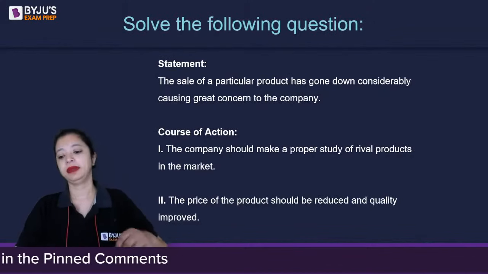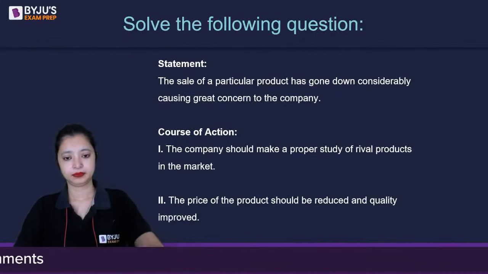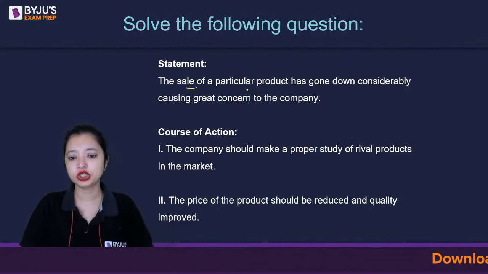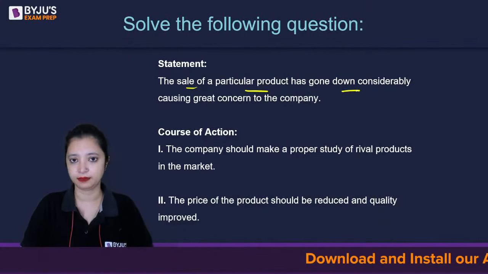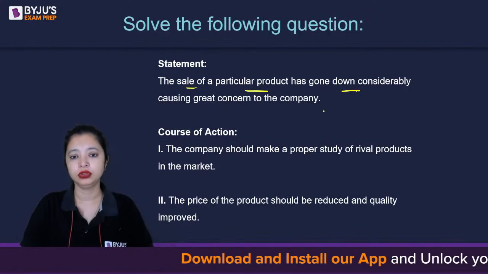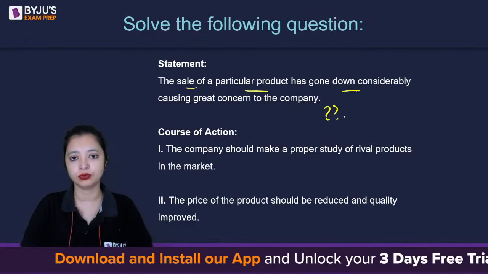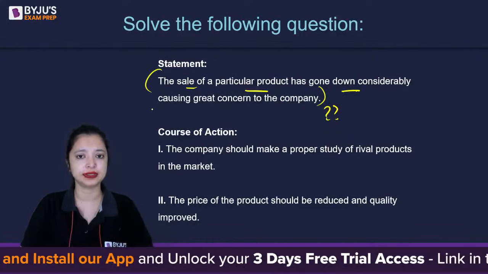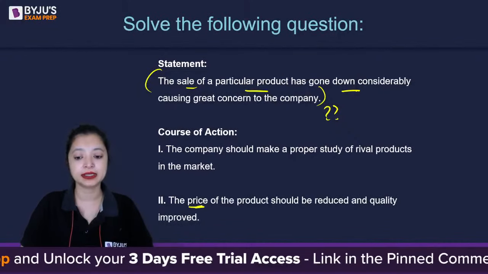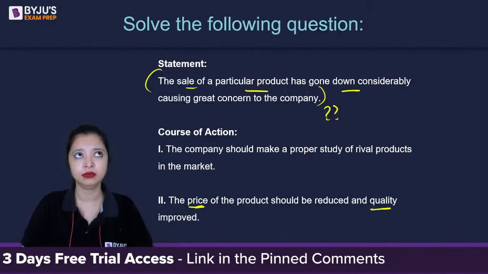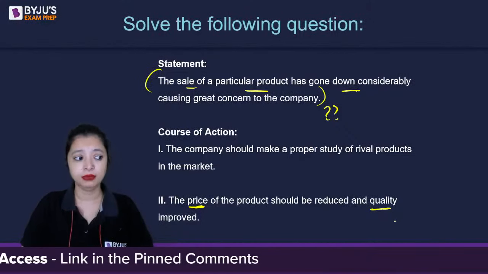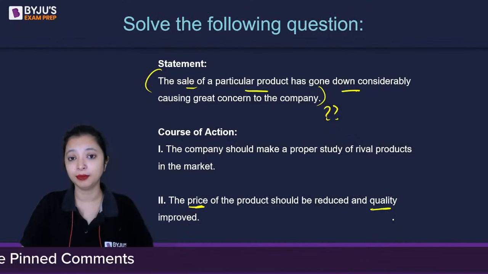Okay, now let me explain this. The sale of a particular product has gone down considerably. Think of the reasons why the sale could go down, because the question does not mention the reason. The reason could be price, quality, or maybe the product is not even needed in the market anymore.